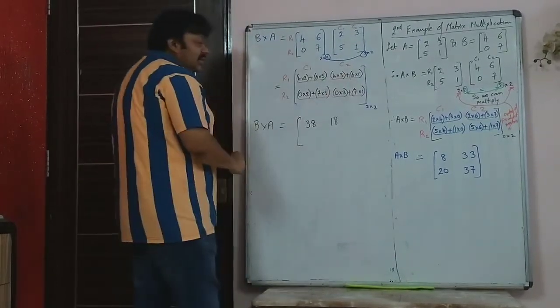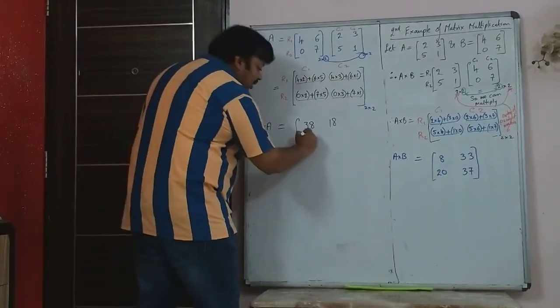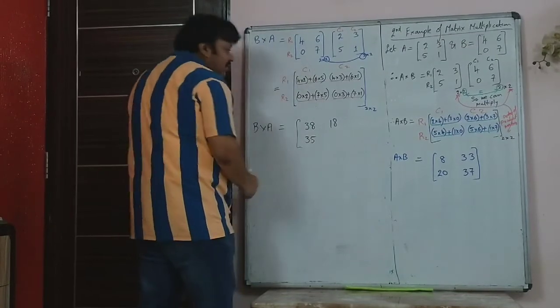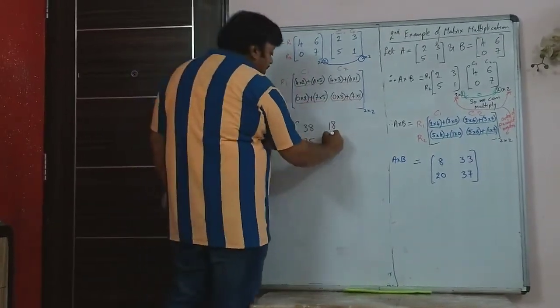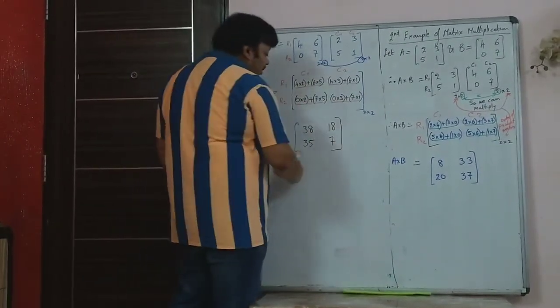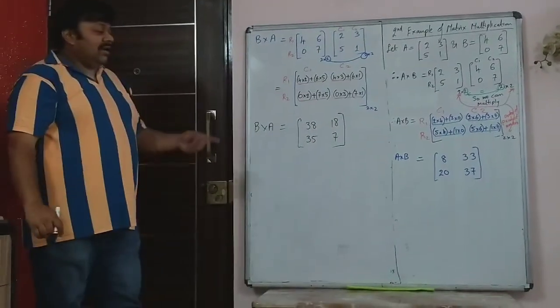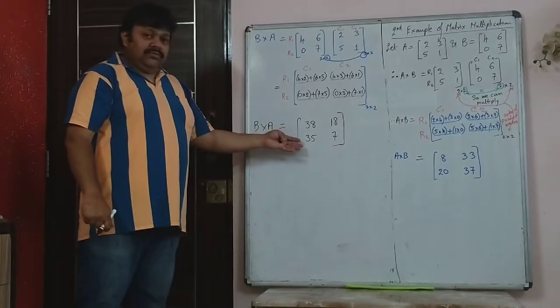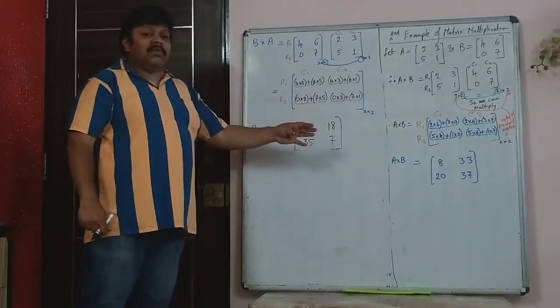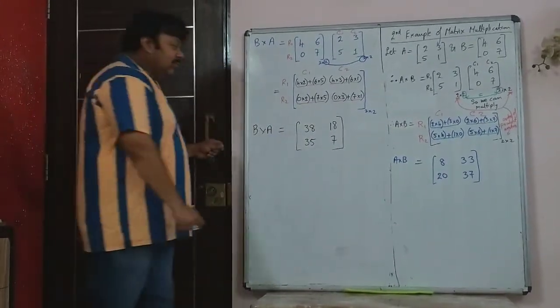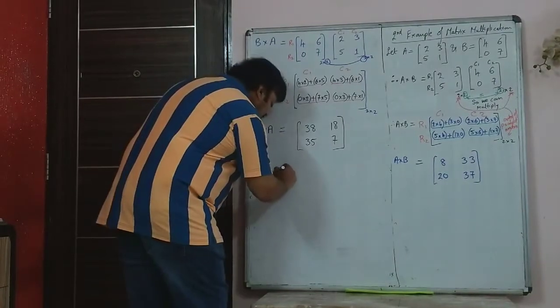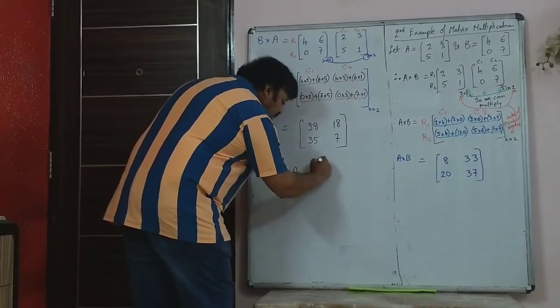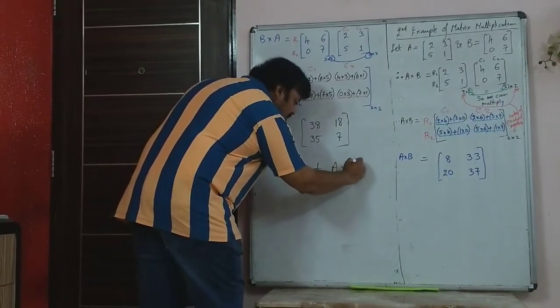12 plus 6, that is 18. 0 plus 35, 35 itself, and that is 0 plus 7, that is 7. So you will find that in B into A, nothing is common. B into A and A into B is not the same. So you can see that B into A is not equal to A into B.